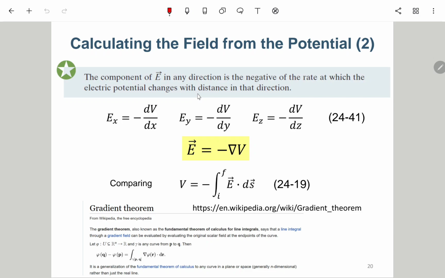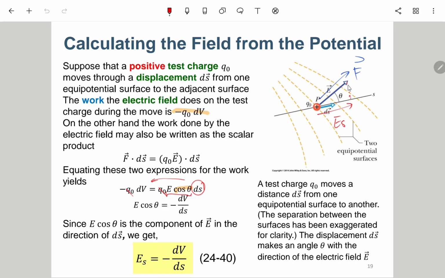What we are familiar with is the Cartesian coordinate, 就是直角坐标系. In a Cartesian coordinate, we can write it as three independent equations: Ex equals negative dV/dx, Ey equals negative dV/dy, Ez equals negative dV/dz. You just need to repeat it several times.